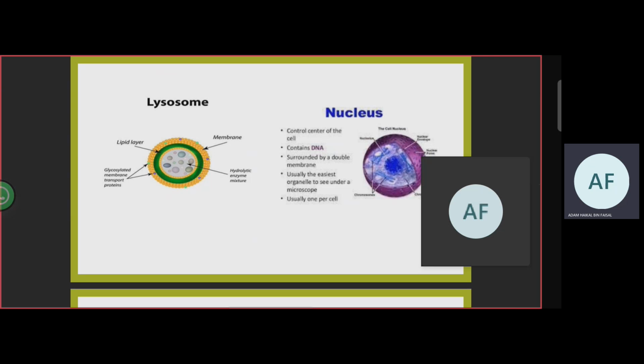The next organelle we have is the lysosome. The lysosome is typically a small spherical sac enclosed in a single membrane. It contains hydrolytic enzymes. Its function is to hydrolyze complex organic molecules such as protein, nucleic acid, and lipid.